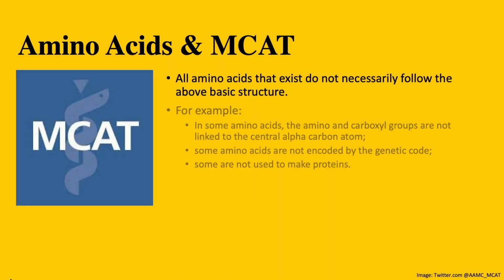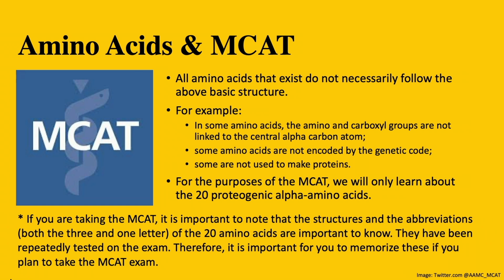Amino acids and the MCAT. All amino acids that exist do not necessarily follow the same basic structure like I mentioned before. For example, in some amino acids, the amino and carboxylic groups are not linked to the central alpha carbon. Some amino acids are not encoded by the genetic code, and others are not used to make proteins. However, for the purposes of the MCAT, we are only required to learn about the 20 proteogenic alpha amino acids. Proteogenic meaning that these amino acids are used to make proteins.